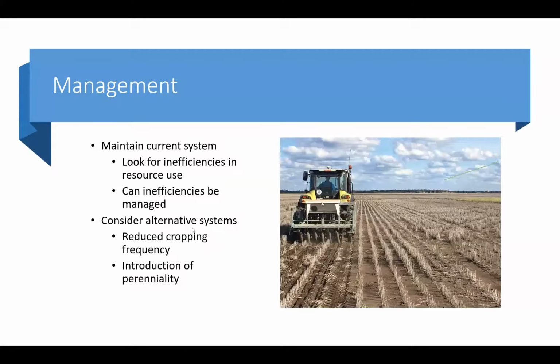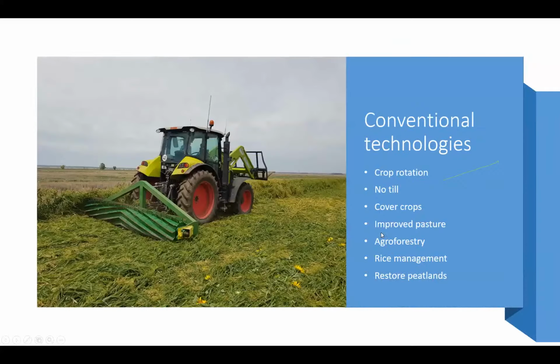So there are conventional technologies. That means people have practiced them a lot. Crop rotation, that means that you don't just put one crop, but different crops. No-till, so when you don't till all the time, or it's probably minimal till. Cover crops, improved pasture system, agroforestry in some areas, rice management in rice, because there's also methane increase. That means that over the growing period of the rice, you don't have to flood it all the time, and also peatlands, which we want.